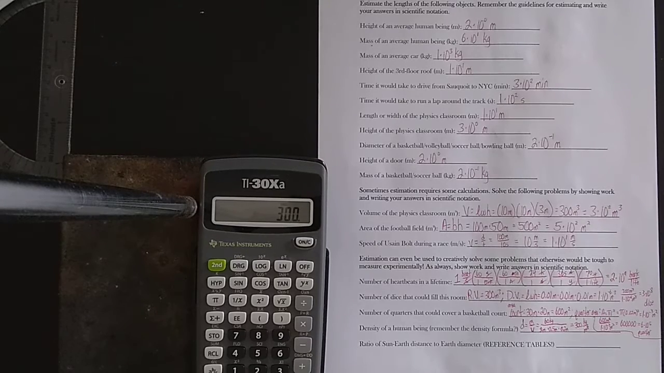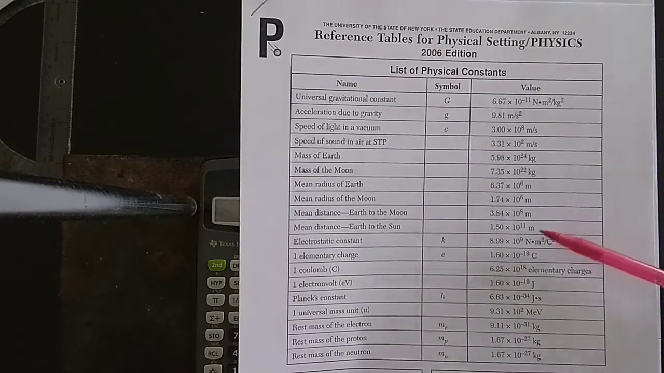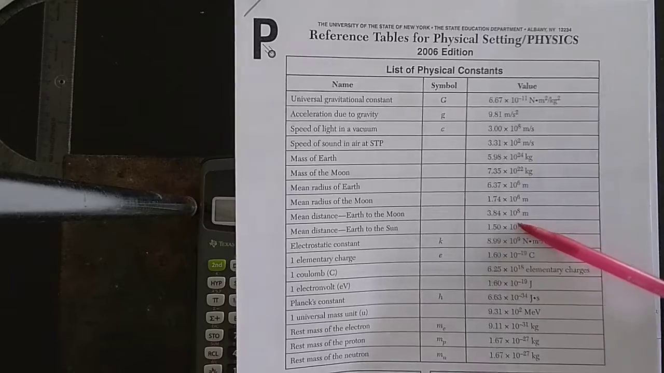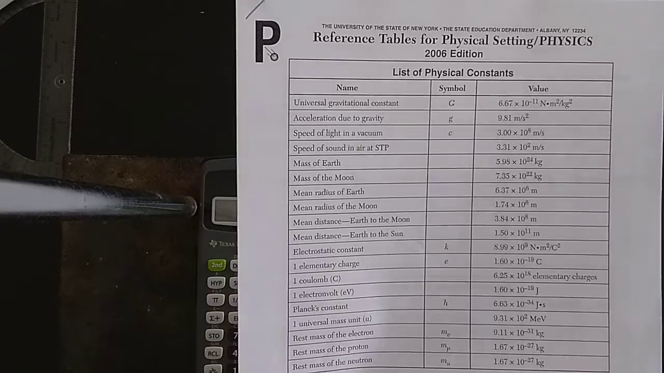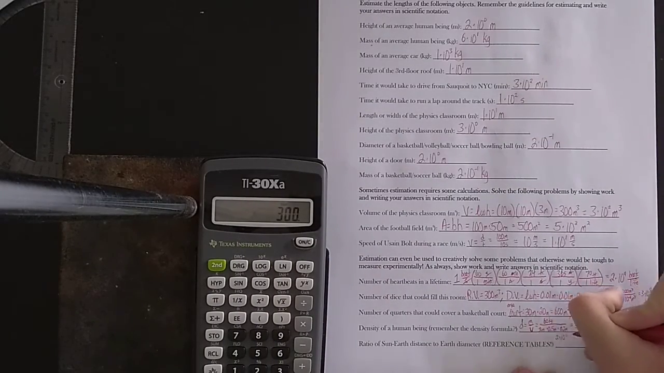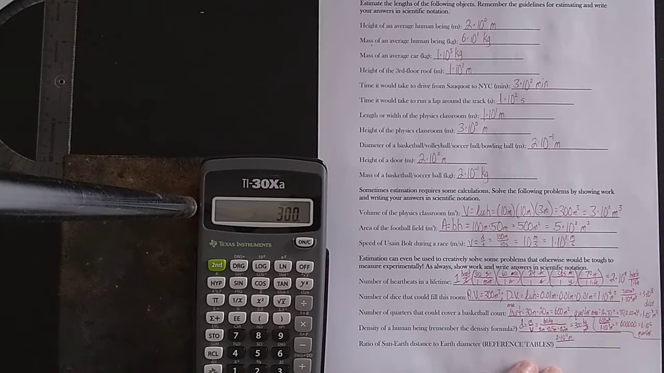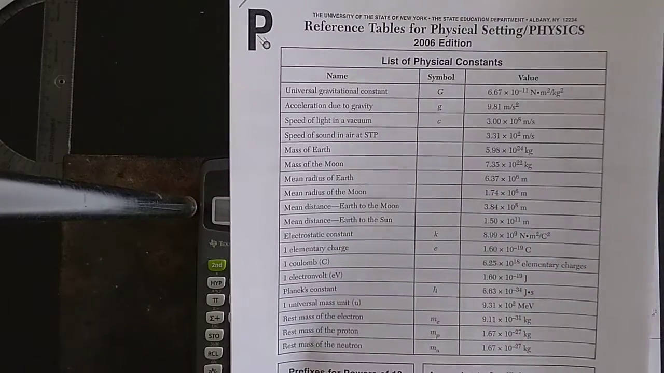This last question asks for the ratio of the Earth to Sun distance to the Earth's diameter. This is from the reference tables. There's a lot of interesting things on the front of the reference tables. The mean distance from the Earth to the Sun is listed right here, and it says 1.5 times 10 to the 11th. I'm going to change that to just 2 times 10 to the 11th, so that we're being more approximate, meters. The radius of the Earth is 6.37 times 10 to the 6th.